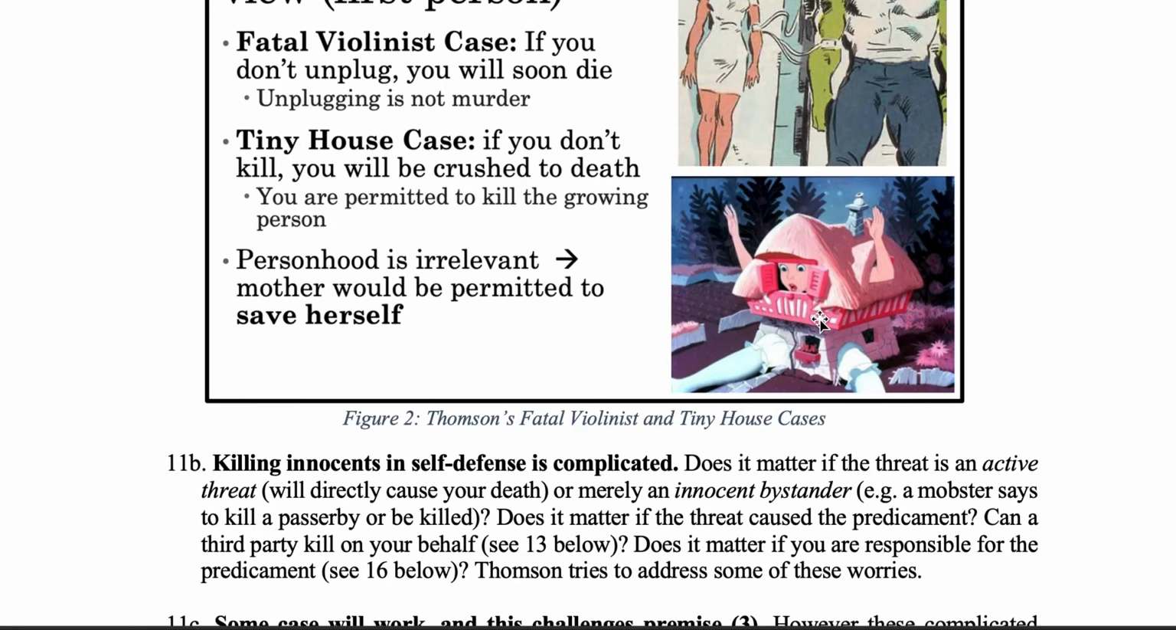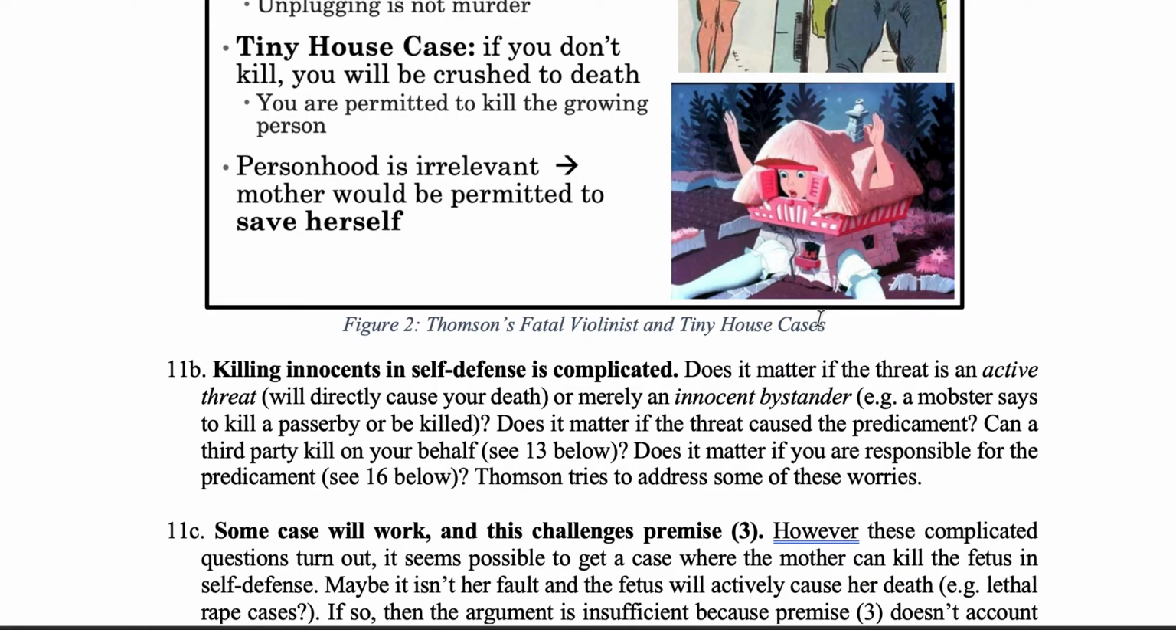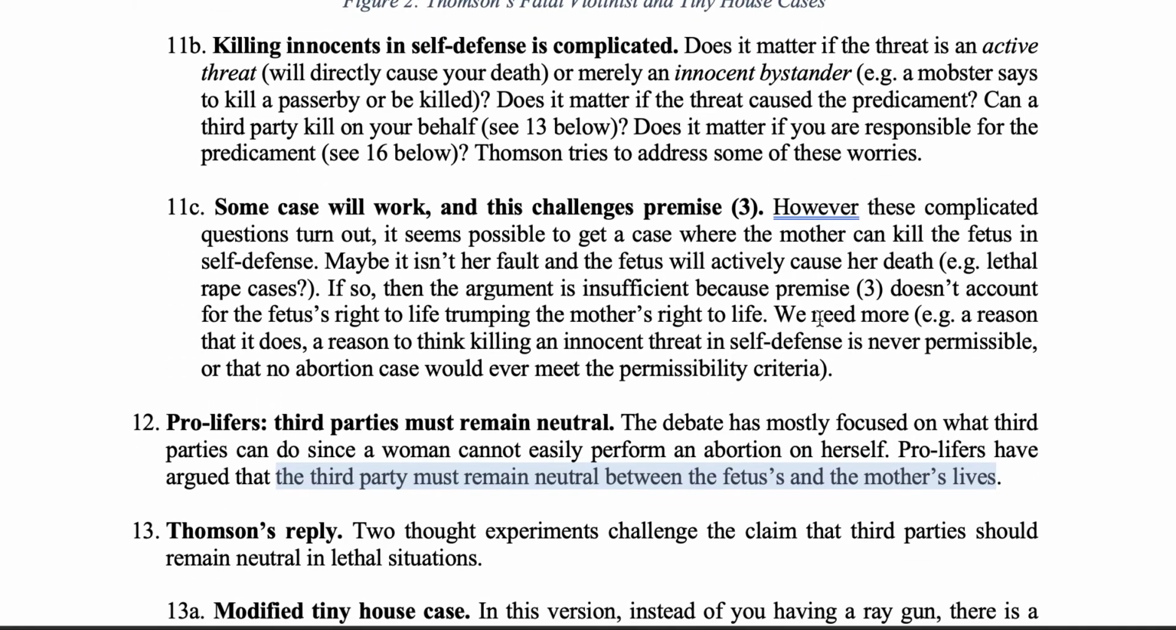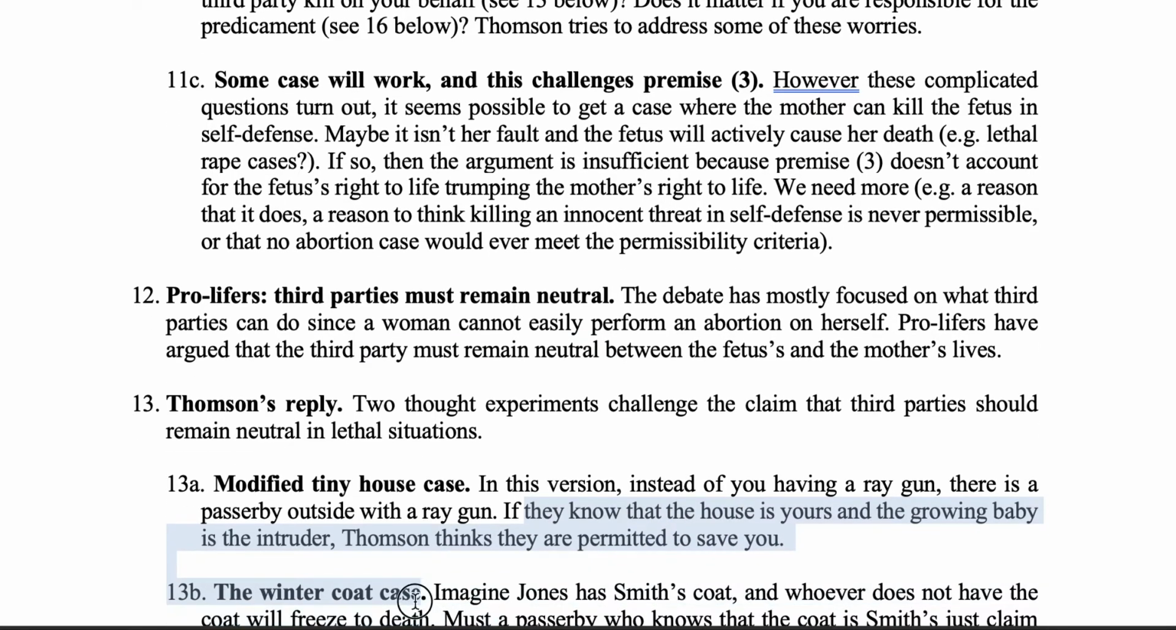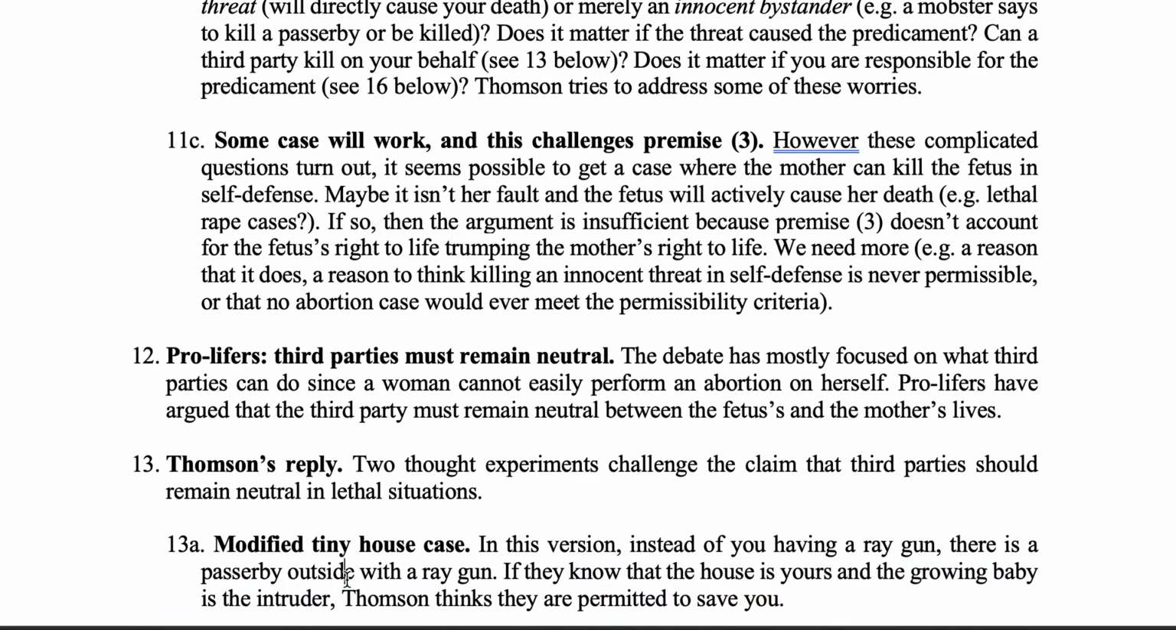Imagine the same scenario, right? You're in this house, and all of a sudden the baby starts growing really fast, or the person starts growing really fast, and you notice that they're about to smash you into the wall and kill you. Now, if you had a ray gun, she thinks you could shoot them. But imagine you don't have a ray gun, but someone outside, a passerby, has a ray gun, and they notice what's happening, right? And if they know all the facts, they know the house is yours, the growing baby's an intruder, let's say. Thomson thinks they can shoot the baby and save you.